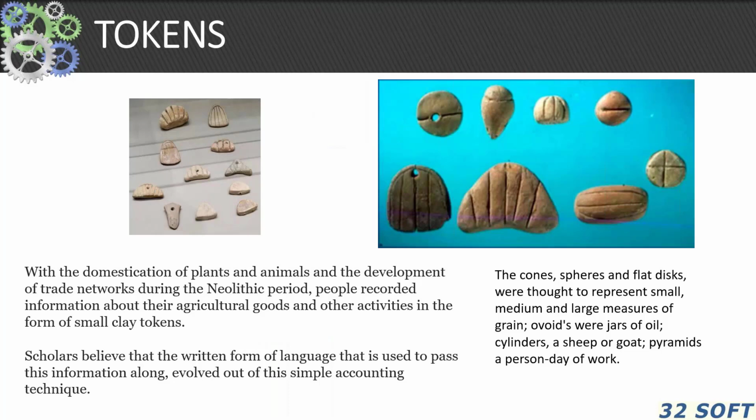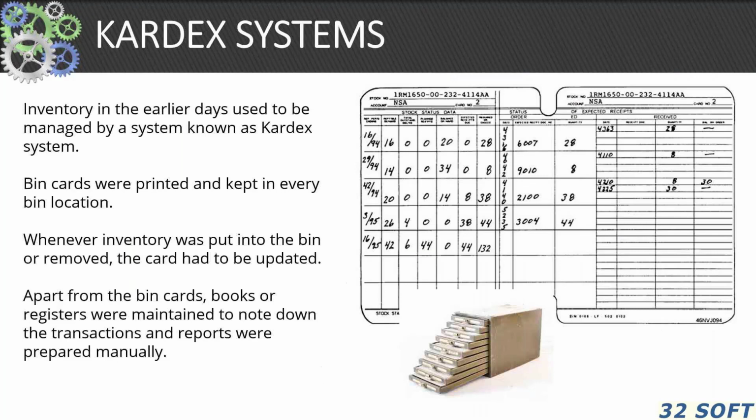With the domestication of plants and animals, trade networks developed during the Neolithic period. People began recording information about their agricultural goods and other activities in the form of small clay tokens. Scholars believe that the written form of language used to pass this information along evolved out of this simple process of accounting. Cones, spheres, and flat discs were thought to represent small, medium, and large measures of grain. Ovals were jars of oil. Cylinders, a sheep or a goat. And a pyramid was a person's days of work.